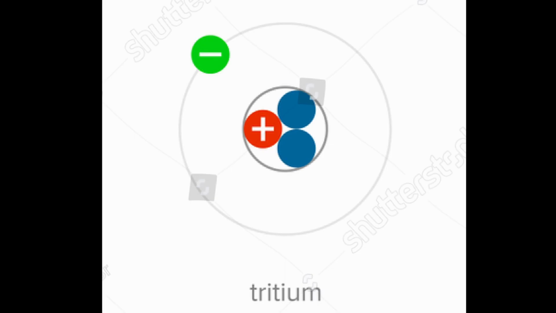An example of a radioactive isotope would be tritium. It is an unstable isotope that derives from hydrogen. It is radioactive because it has 1 proton and 2 neutrons.